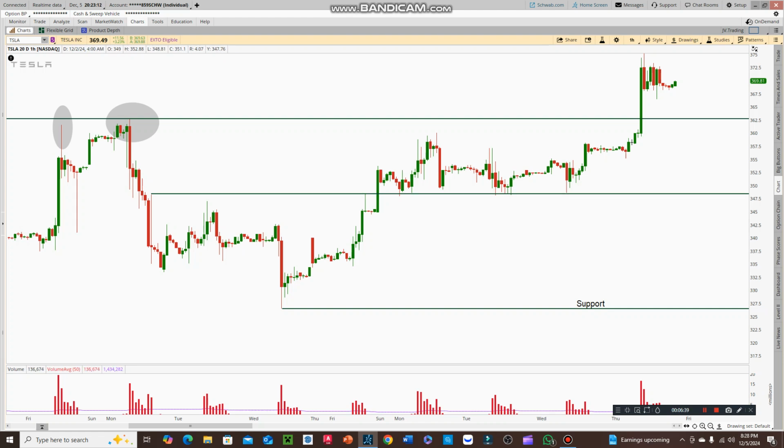price wants to come back to the resistance level. So it came back to this resistance level to test it. That held strong. So that lets everybody know that this resistance level is now considered support. This is Tesla's support level.